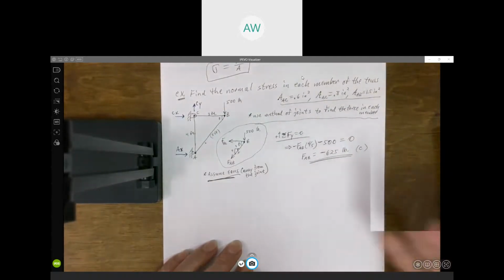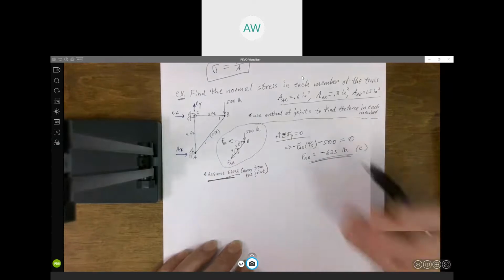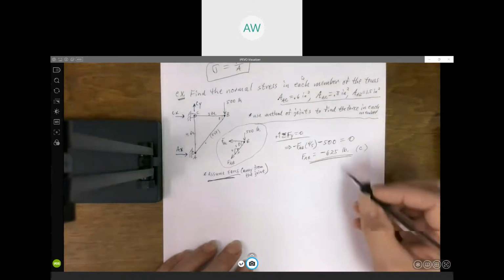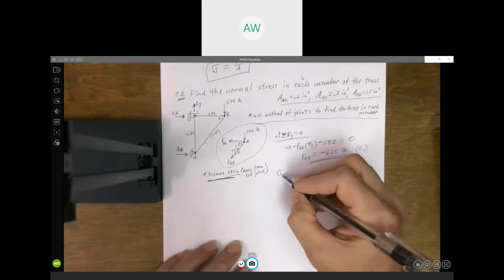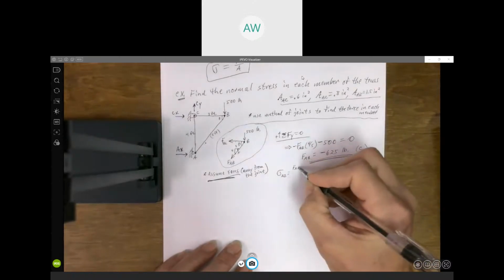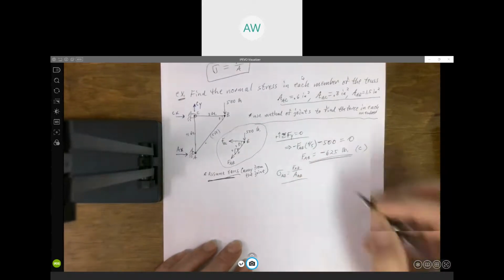At this point, it's kind of personal preference. We could go ahead and find the other force, and then come back and calculate the stress. Or since we've got the force, we can calculate the stress now. Let's calculate the stress since we know the force. The stress in AB is just whatever that force is divided by the cross-sectional area.